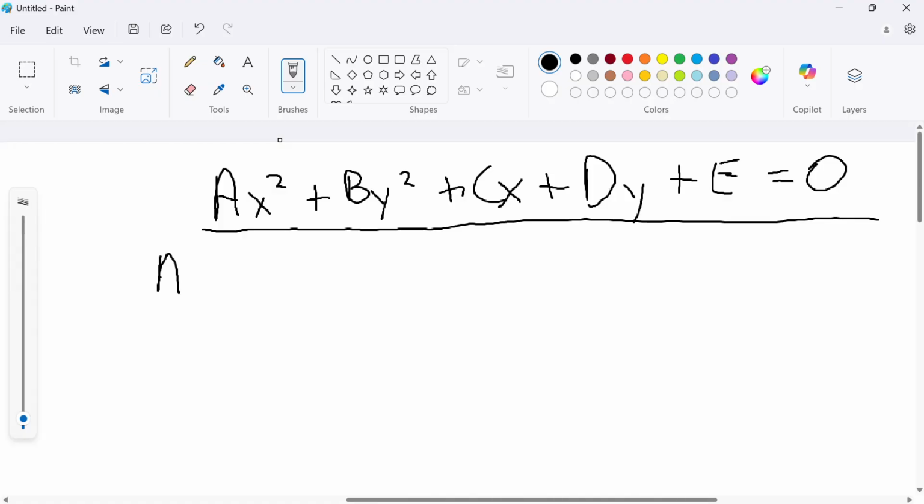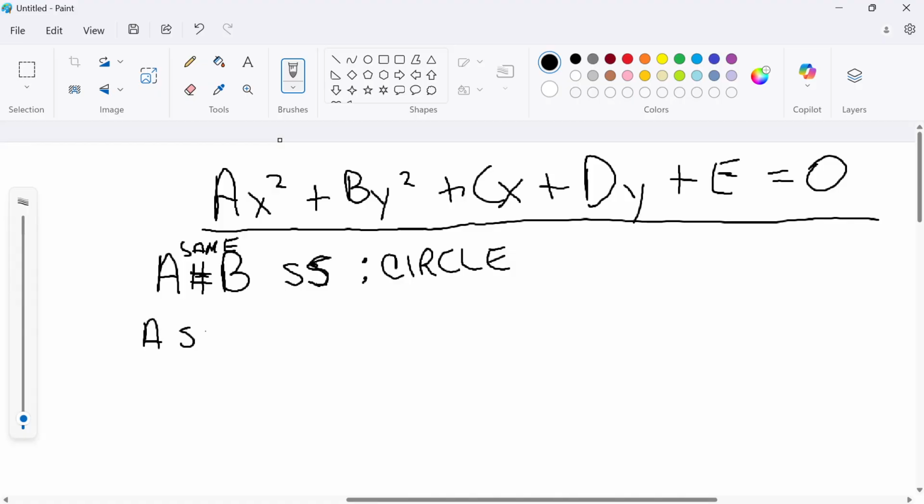If a equals b, the term in front of x squared equals the term in front of y squared, and they have the same sign. So if they're equal, they would have the same sign. I should put it as: if a is the same number as b and they have the same sign, then it's a circle.